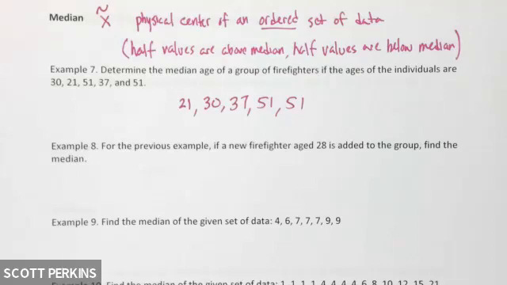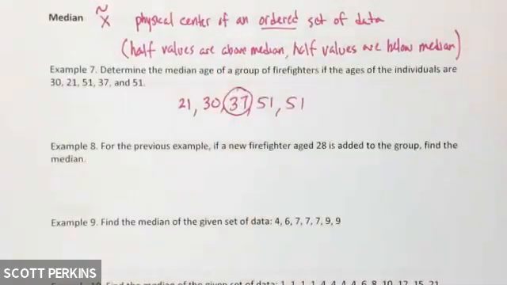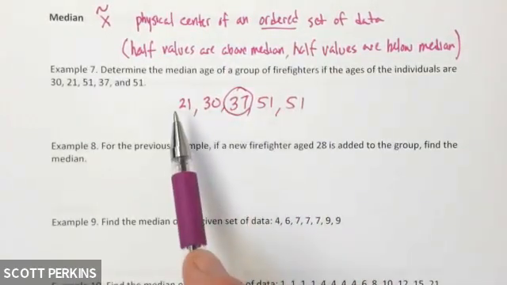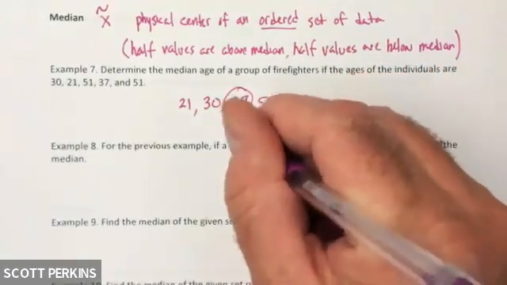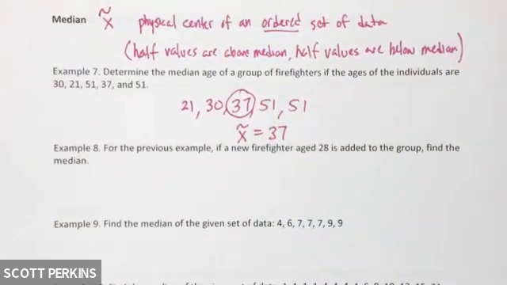All right, so I have an odd number of values. I've got 5 values right here. Which value would have the same number of data points above it and below it? When you have an odd number of data points, the median is actually one of the data points. In this case, the median is going to be 37, because I've got the same number of values above 37 as I have below it. So the median, x with the squiggly, is equal to 37. That's the median age of those firefighters.